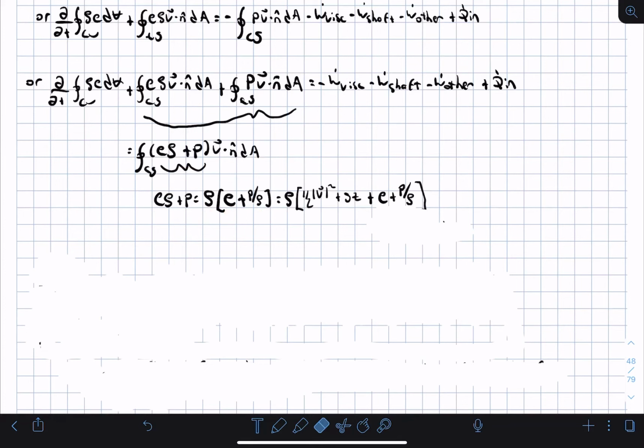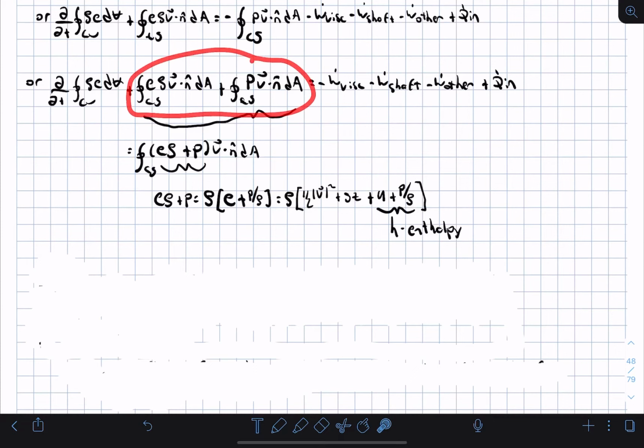Then I'm going to write the definition of E, and that should actually be U, not E. Okay, so I have rho times the kinetic energy plus the potential energy plus this quantity, the internal energy plus P over rho. Well, you guys may have seen that before. That's just the enthalpy. So the combination of these two integrals here is nothing more than based on the enthalpy.